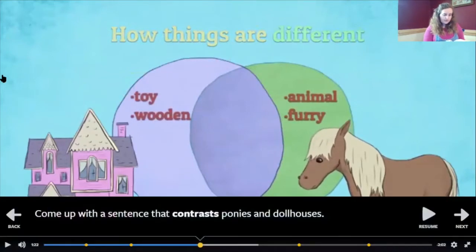All right, so in your, I think we're on our 3rd box. So in this box down here, box number 3, you are going to come up with a sentence that contrasts ponies and doll houses. So you have your pony, you have your doll house. See if you can write a sentence that contrasts the 2, so talks about the differences. Pause my video and get that written down in box 3.